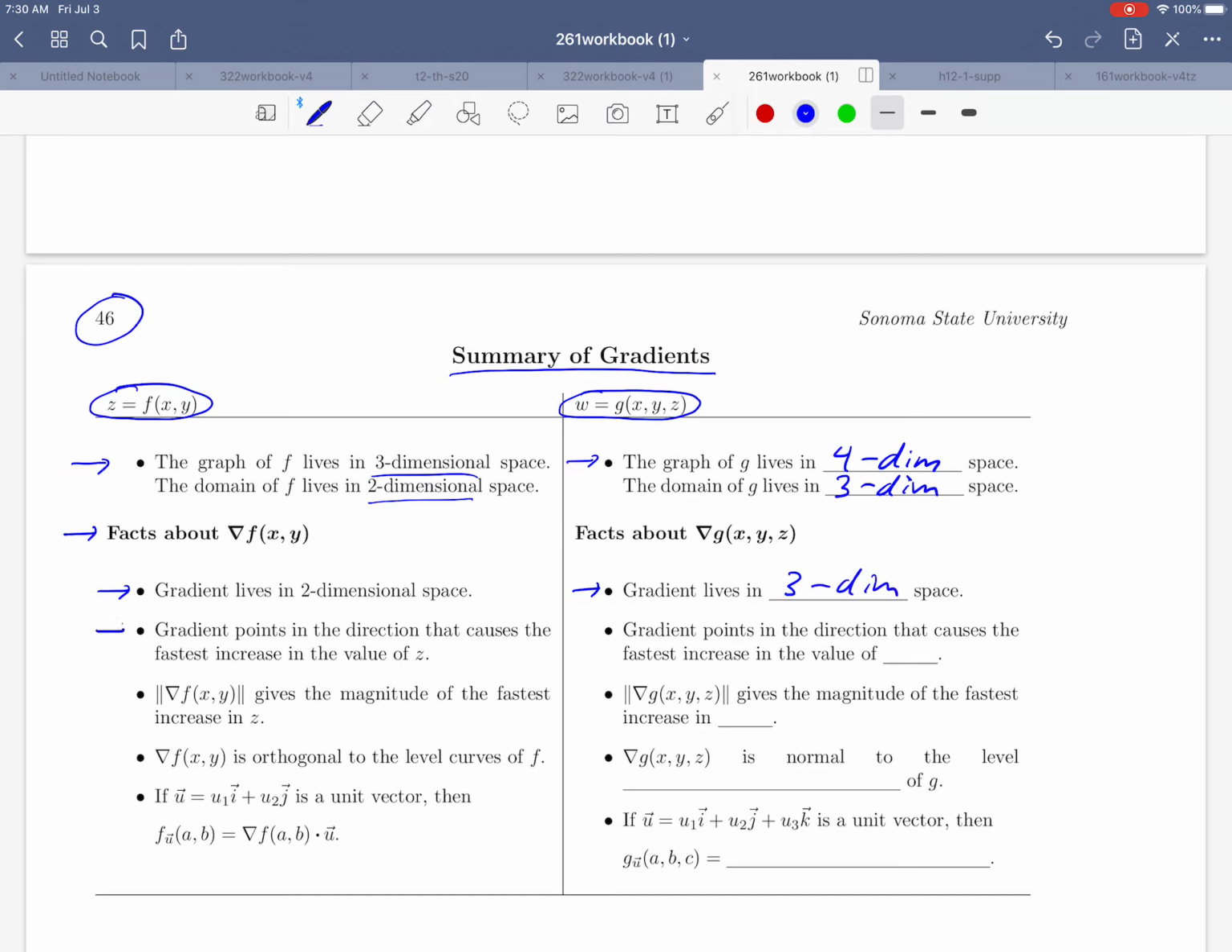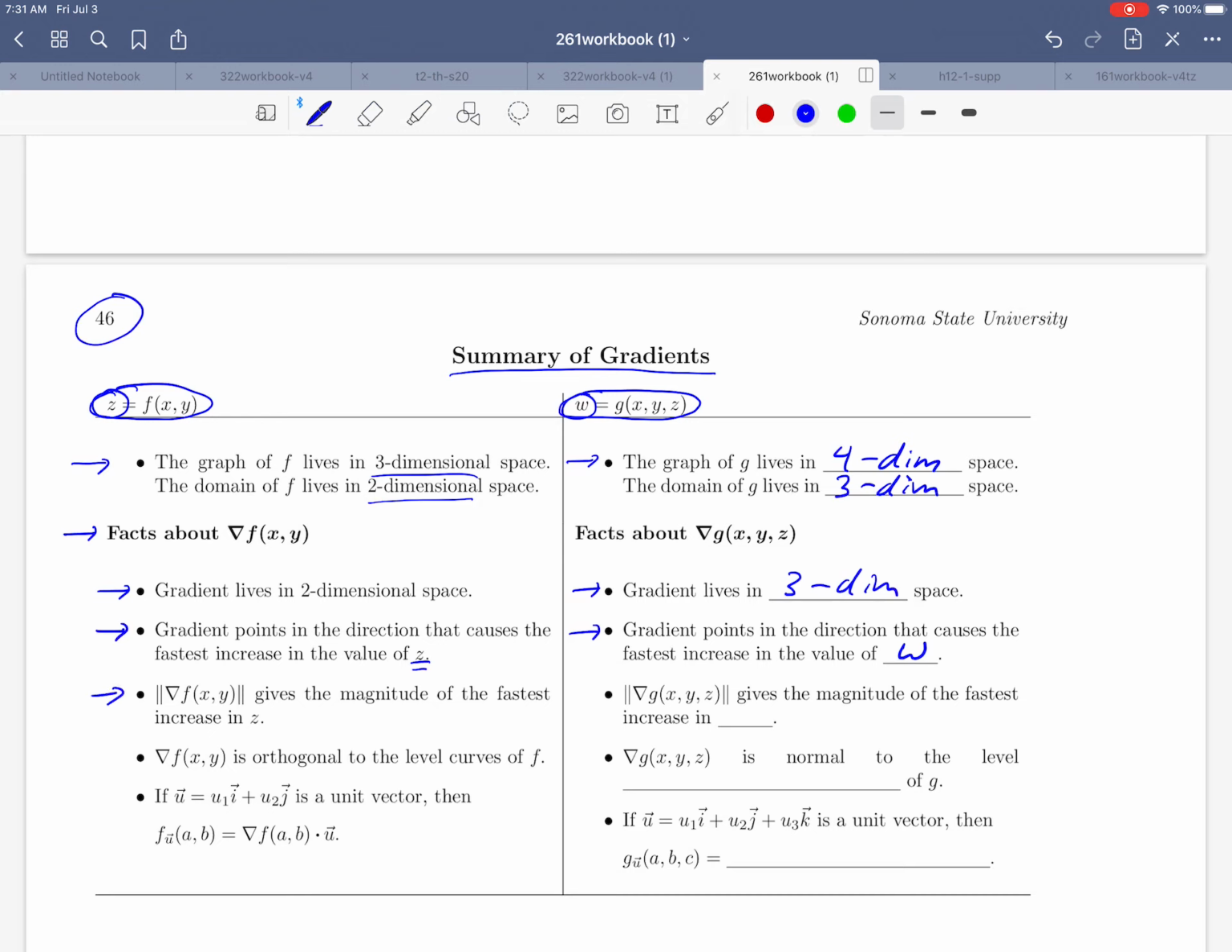Okay, and then we jump back over to the left column again. We know that the gradient of a function of two variables points in the direction that causes the fastest increase in the value of z. Notice that z is the output, okay? And so over here, we could make a similar statement, but what's our output value in this case? It's going to be the w. Okay, so that's going to be the maximum increase in w, our output variable.